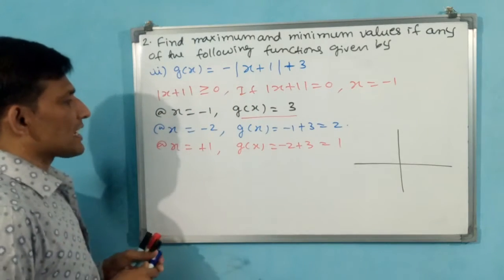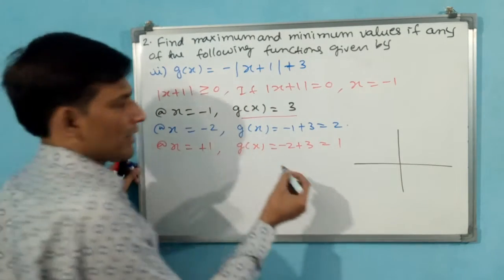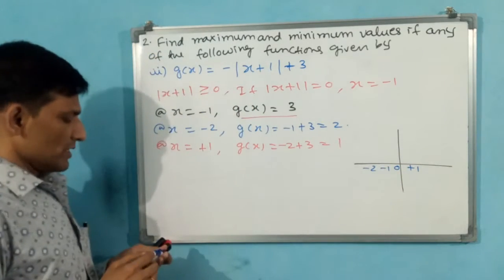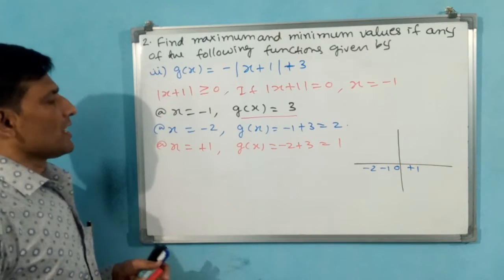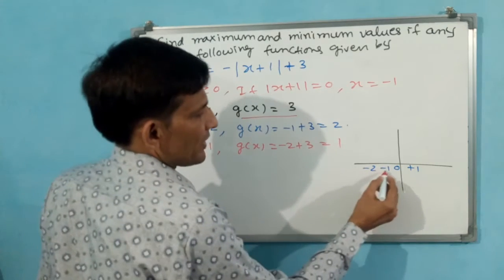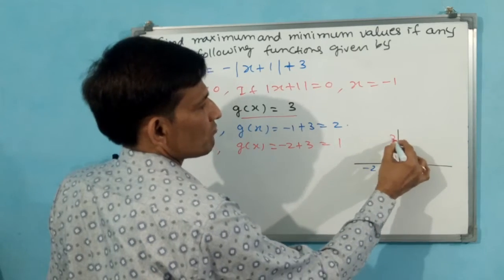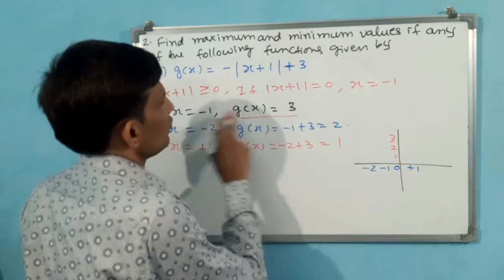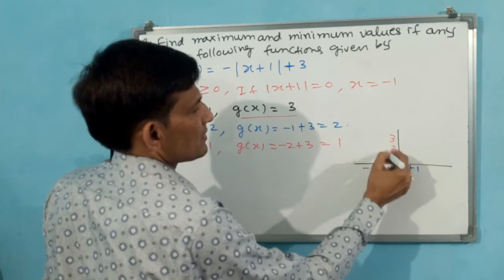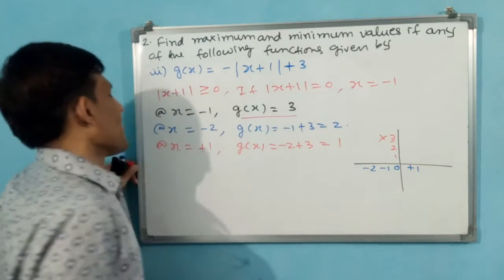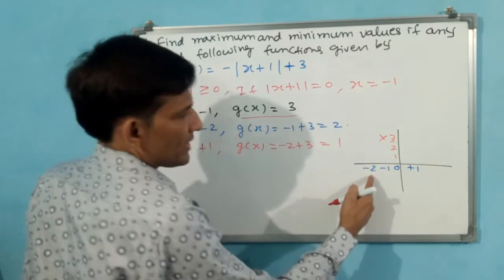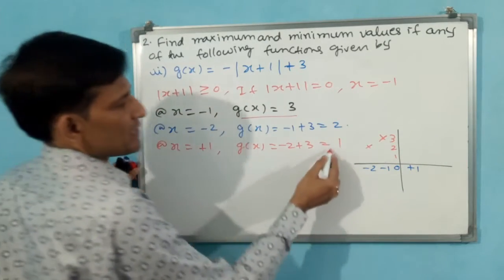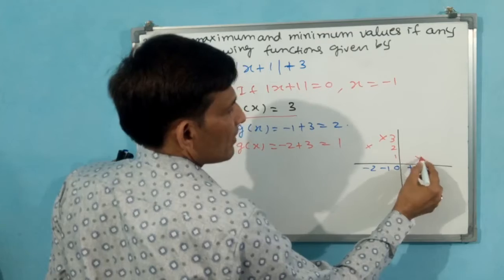You see what inputs you are given? Minus 2 to 1: minus 2, minus 1, 0, plus 1. Now you take the points. At x is equal to minus 1, the value is 3. All positive values only. At x is equal to minus 1, 3. At x is equal to minus 2, 2. At x is equal to plus 1, 1.